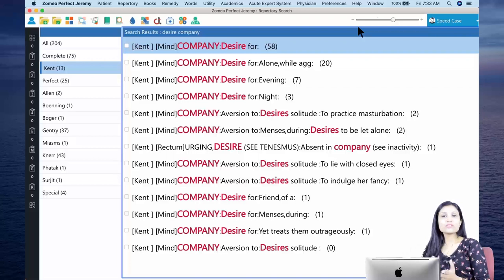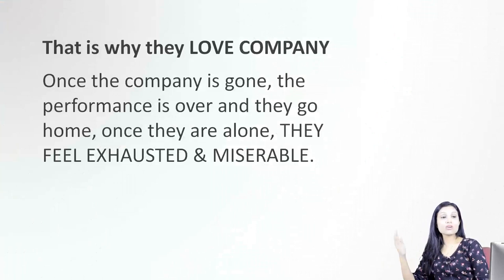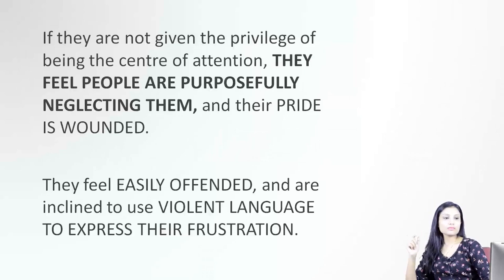And that is why once the company is gone and the performance is over and they go home, once they are alone, they become exhausted and feel miserable because there is a constant need of people. If they are not given the privilege of being the center of attention, they feel that people are purposefully neglecting them. And that is why their pride is wounded. That is why they feel offended very, very easily. And so they are inclined to use violent language to express their frustration.